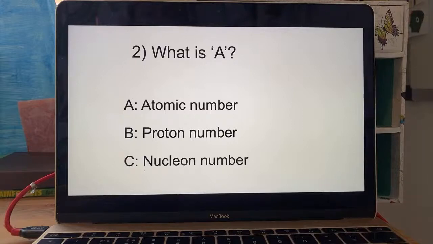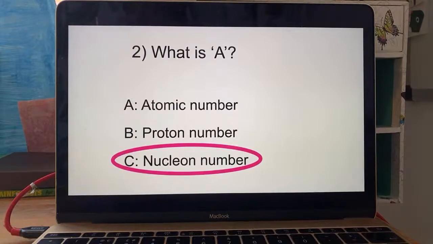The answer is, well, remember science hates you. I should stop saying that. It's not atomic number, and it's not proton number, because that's the same as atomic number. It is nucleon number. It's the number of protons and neutrons added together. That is A. Atomic number is Z.